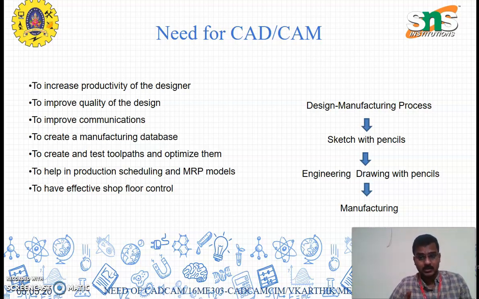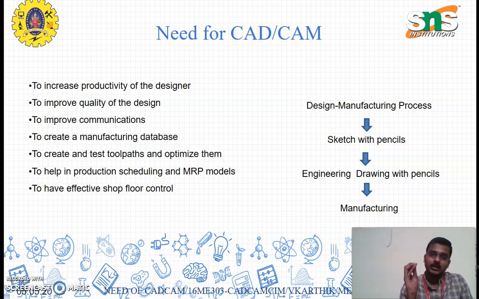Here is the process in design and manufacturing. The design and manufacturing process is sketching with pencils, engineering drawing with pencils, and manufacturing. In the manual process, we do these kinds of steps for making one product, whereas if we implement CAD/CAM into the system, these things are not required.